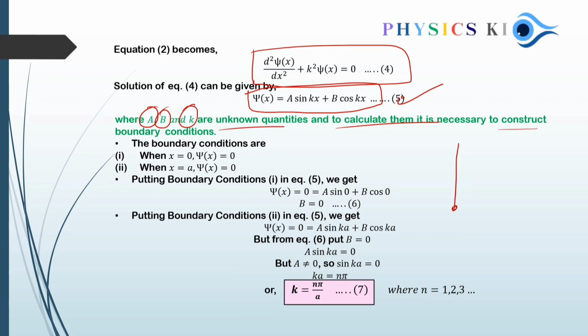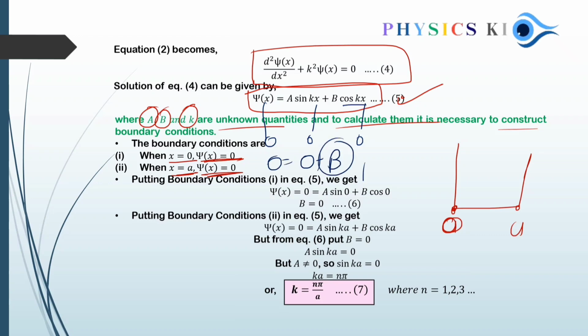Remember the boundary condition, our width is 0 to a. So when the particle is at 0 or at a, the wave function becomes 0. So x equals 0, psi is 0; x equals a, psi is 0. Use the first boundary condition. This is our function. Now put the value x equals 0. So psi is 0, x is 0. Sin 0 is 0, so this term is also 0. Cos 0 is 1, so remember it is B. So what do we get? B is equal to 0. This is your equation number 6.